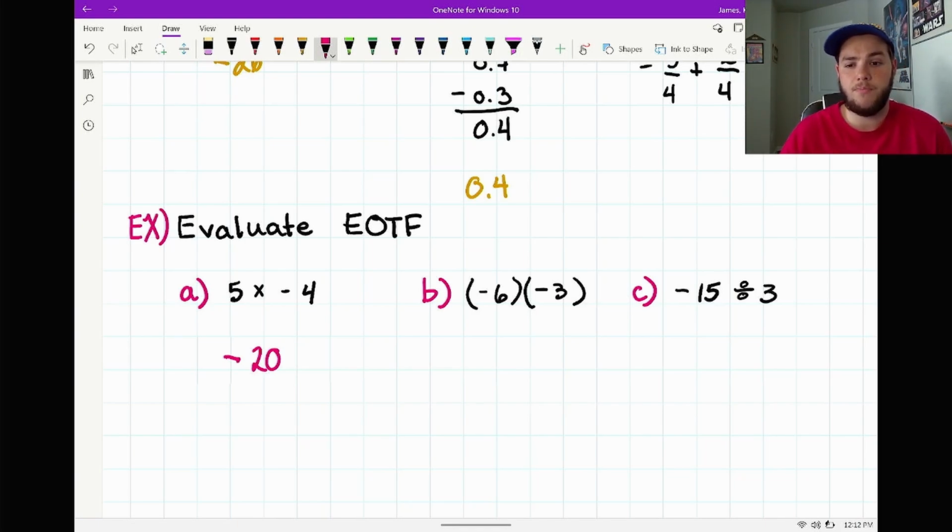Same rule goes for letter B. I have the same signs, negative 6 and negative 3, so I know my result is going to be positive. Now I just multiply the numbers normally. Positive 18. Last problem here. Why don't you see if you can pause the video and do part C on your own? Hopefully we were able to get negative 5. Notice I have opposite signs, so I know my answer is going to be negative, and then I do the division normally. 15 divided by 3 is negative 5.